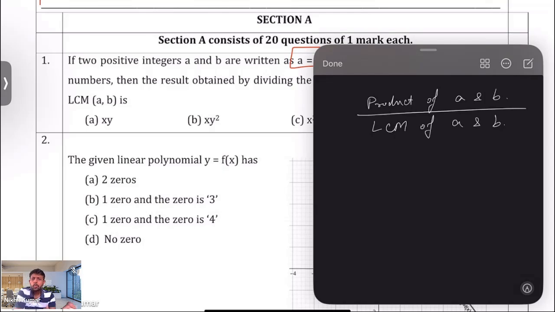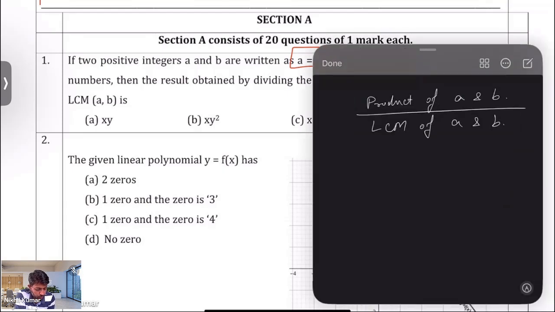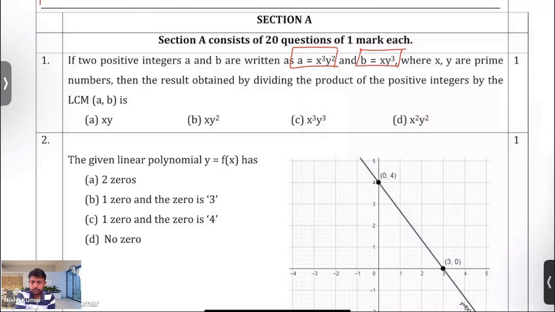Okay, so what's the product? The product is really simple. x cube y square multiplied by x y cube. So x cube y square into x y cube. This is our product. But what's the LCM? How do we find the LCM? See, a and b are written in terms of their prime factors, isn't it?